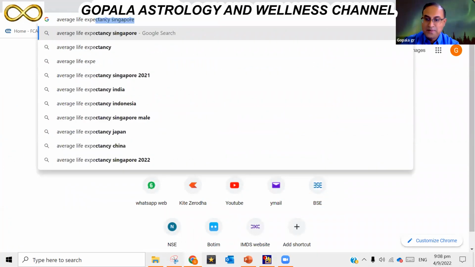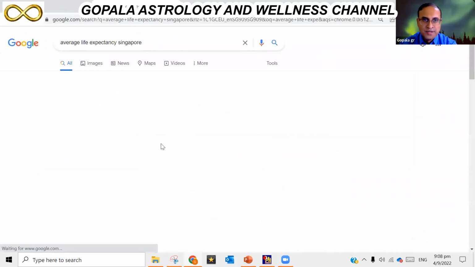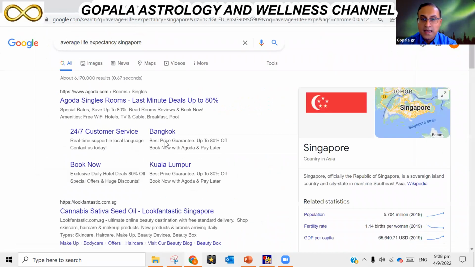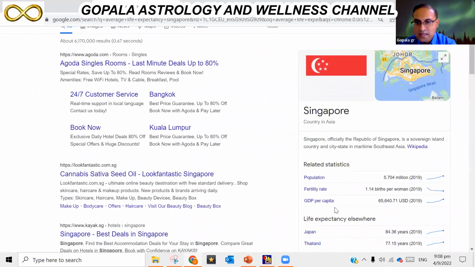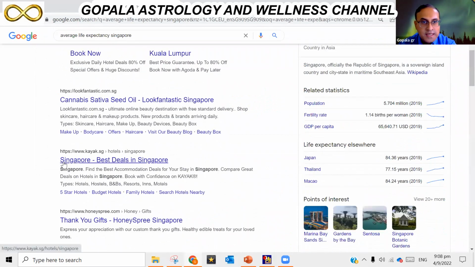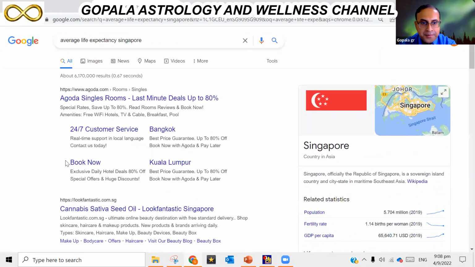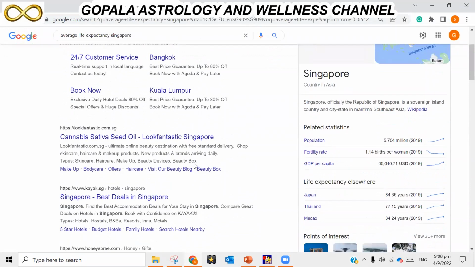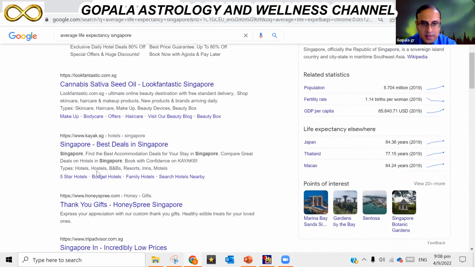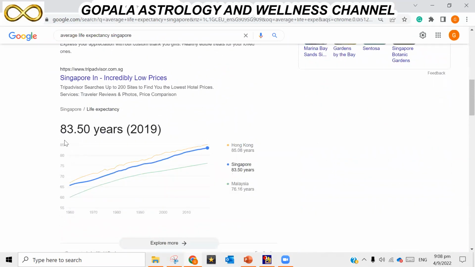For example, let me take Singapore. I live in Singapore. If you see, this is going to be very high, the average life expectancy. In Japan, it is 84 years. Thailand, 77. Oh, you already Googled it. Okay. It's 83 in Singapore.